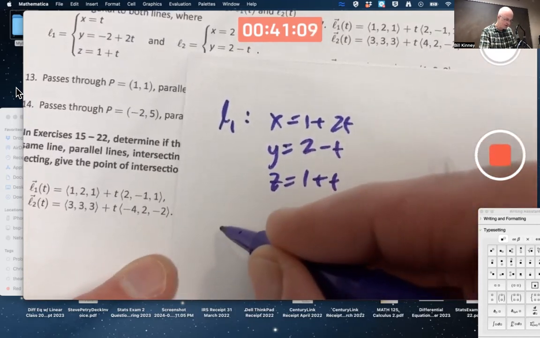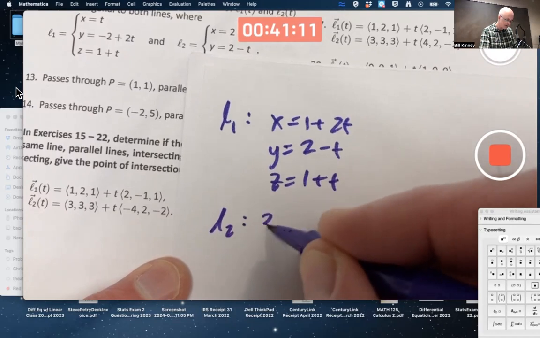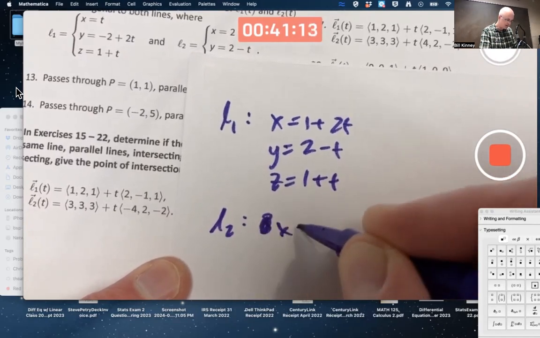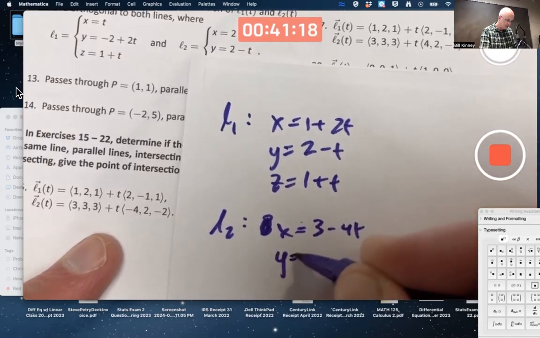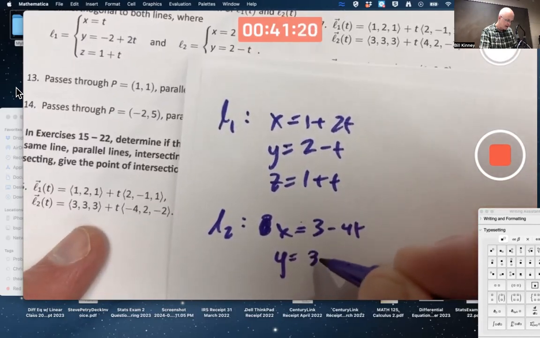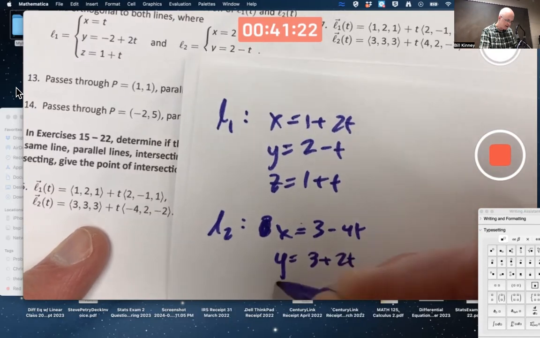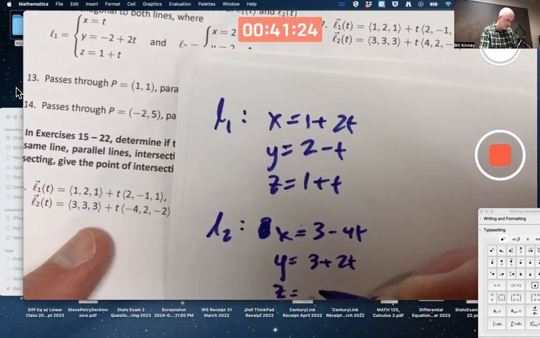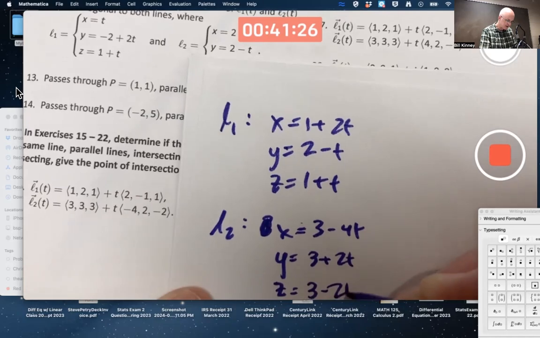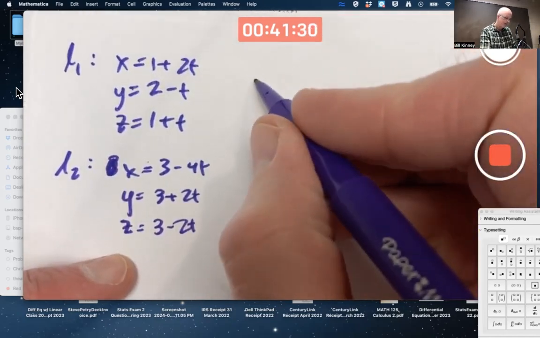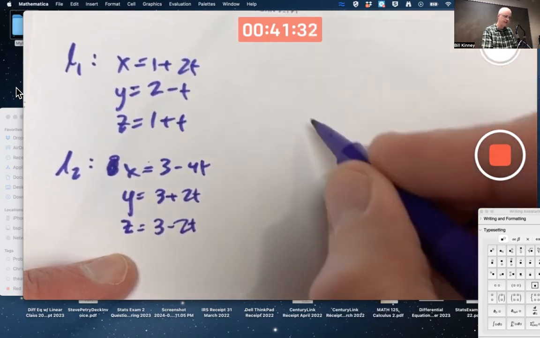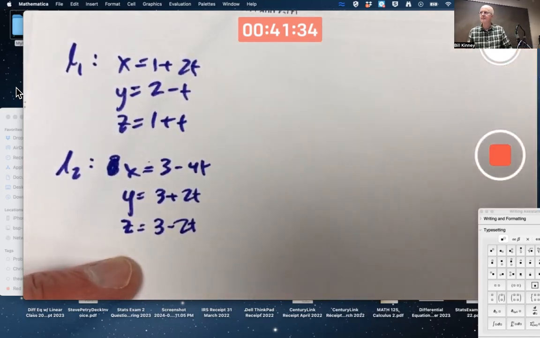And for L2, x equals 3 minus 4t, y equals 3 plus 2t, z equals 3 minus 2t. Solving for t, in each of these cases, gives you the symmetric equations. They won't necessarily look the same. The question is, are they effectively scalar multiples of each other or not?